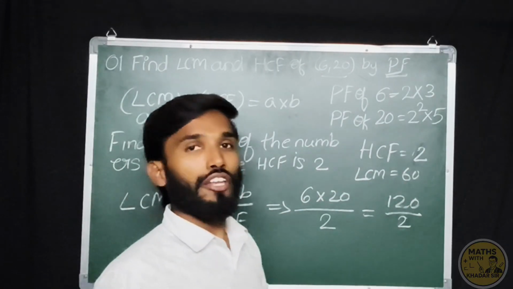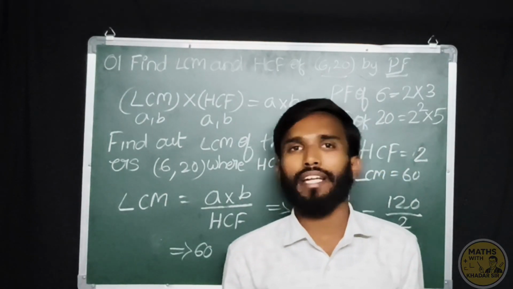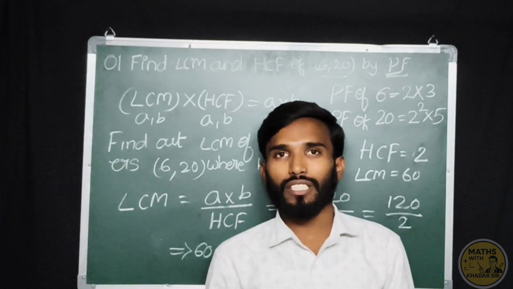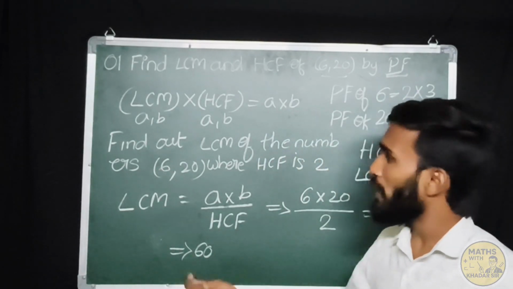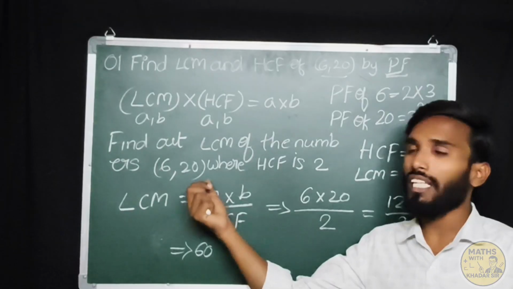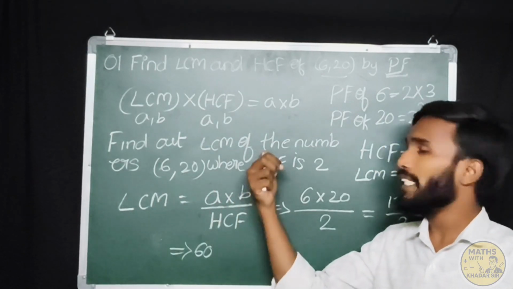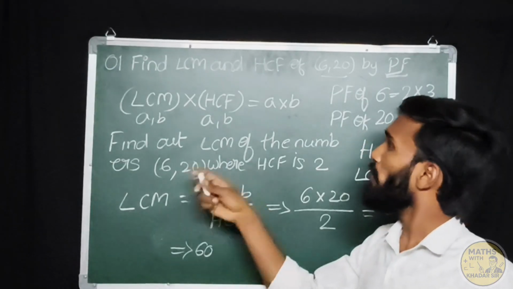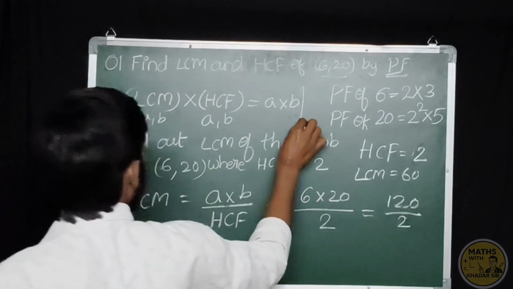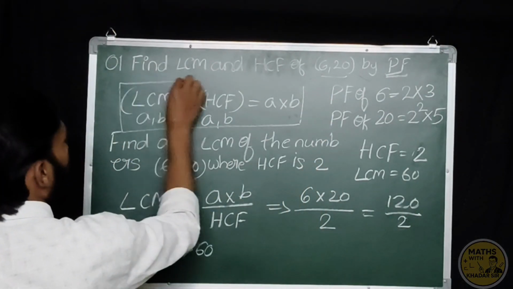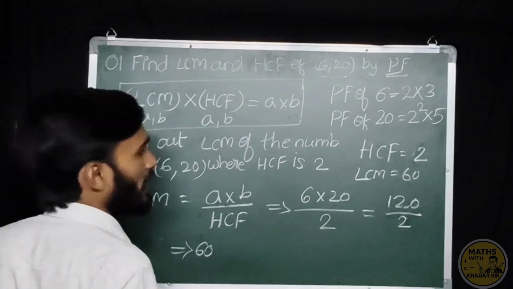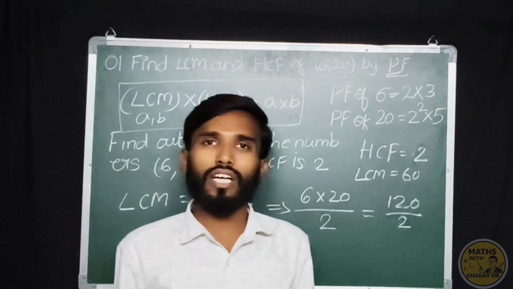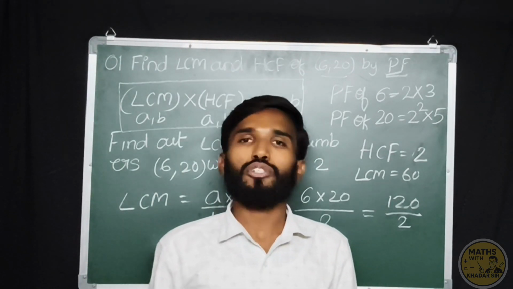That means when you know how to find the LCM and HCF by using the prime factorization method, it will be easy for you to find them by another method also. What is that? When they give the LCM and ask about the HCF, or they give the HCF and ask about the LCM, then you will use this formula to find the LCM or the HCF of the given numbers. Now this is our today's topic.